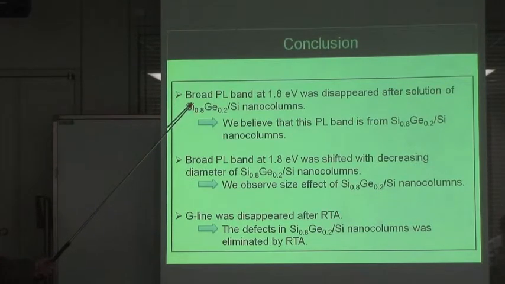As a conclusion, the photoluminescence band at 1.8 electron volts disappeared after dissolution of the silicon germanium silicon nanocolumns. We believe that this photoluminescence band is from the silicon germanium silicon nanocolumns. Furthermore, this broad photoluminescence band at 1.8 electron volts shifted with the decreasing diameter of the nanocolumns. It means that we have successfully observed the size effect. Moreover, the G line disappeared after rapid thermal annealing. It suggests that the defects in the nanocolumns were eliminated by rapid thermal annealing.